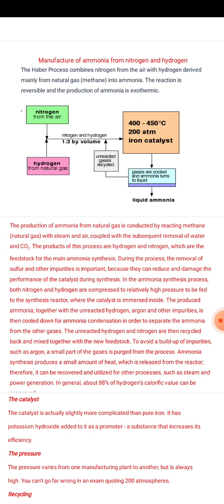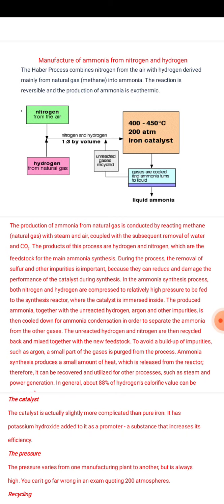In the ammonia synthesis process, both nitrogen and hydrogen are compressed to relatively high pressure to be fed to the synthesis reactor, where the catalyst is immersed. The produced ammonia, together with unreacted hydrogen, argon and other impurities, is then cooled for ammonia condensation in order to separate the ammonia from the other gases. The unreacted hydrogen and nitrogen are then recycled back and mixed with the new feedstock to avoid the buildup of impurities such as argon. A small part of the gases is purged from the process.